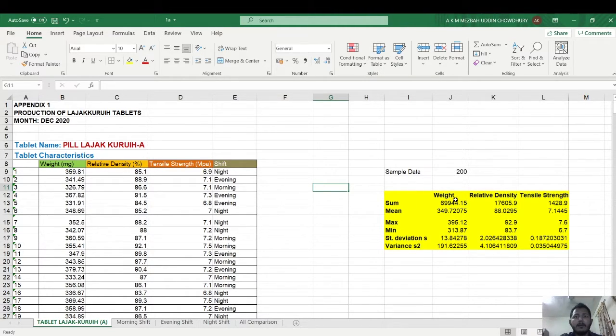And in this table, we have summarized the weight, the relative density, the tensile strength for all the 200 sample data. Here we have the sum, the mean, the maximum, the minimum, the standard deviation, and the variances for weights, relative density, and the tensile strength.